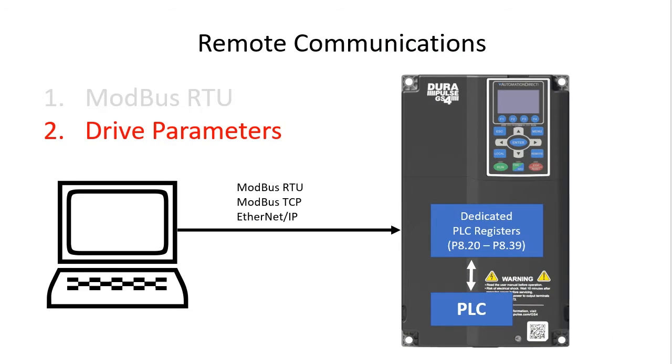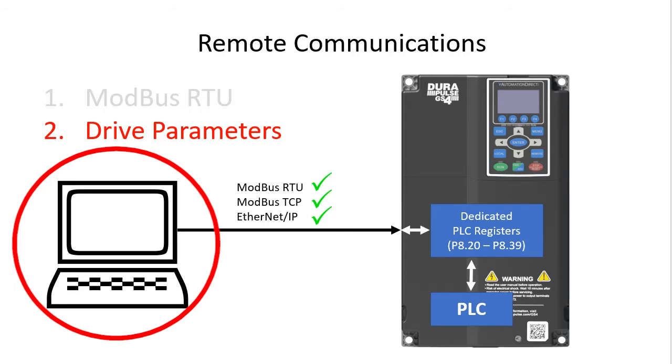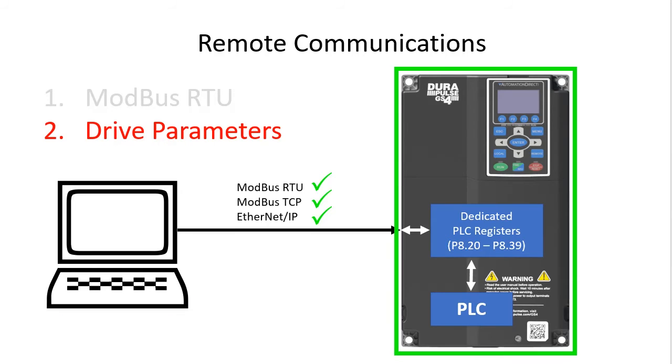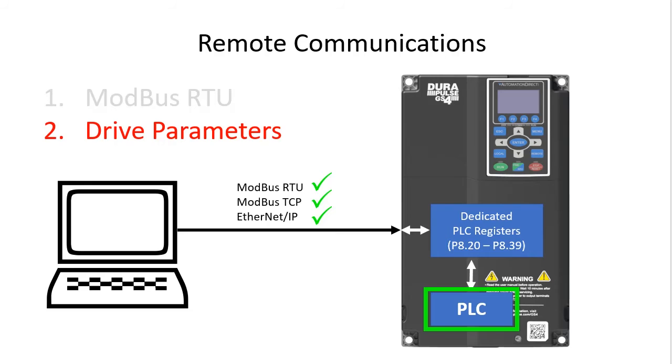Well, since your remote controller can access those drive parameters from Modbus RTU, Modbus TCP, or Ethernet IP, it can read the PLC's results directly from those registers, or put things in the registers for the internal PLC to read. Easy, right? The beauty of this is now your external controller only has to manage one Modbus device, the drive, which makes your life so much easier. The PLC is now just a coprocessor that adds functionality to the drive, which is all it was meant to be in the first place.